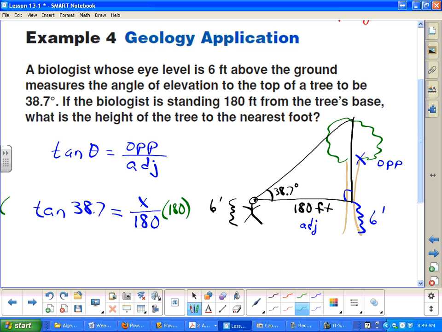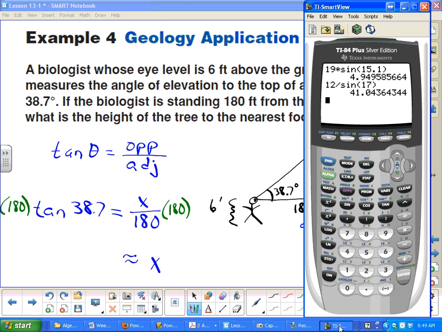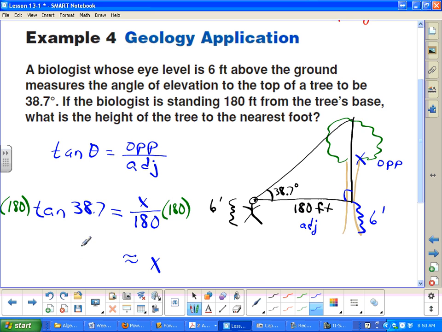So to find x, we multiply both sides by 180. So x is approximately 180 times the tangent of 38.7. So 144.2 feet. Okay. That's the length of x.